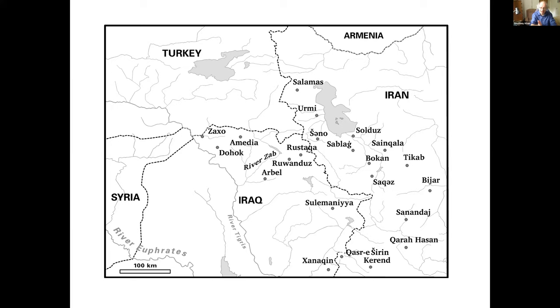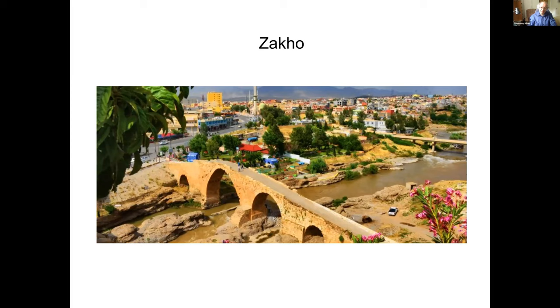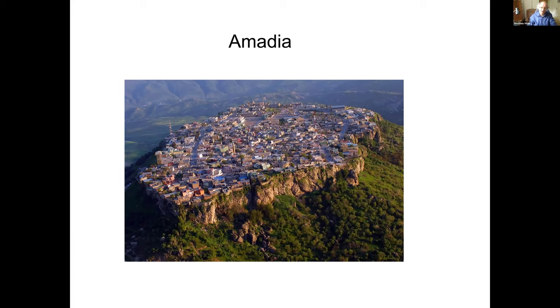And here is just a map of some of the places where Jewish communities used to live or where many Aramaic-speaking Christians live today in northern Iraq and western Iran. One of the towns in northern Iraq where there was a large Jewish community was Zakho, and it was the famous bridge of Zakho. Also, Amedia was another place where there was a large Jewish community who spoke Aramaic in northern Iraq. It's this beautiful hilltop city in northern Iraq.